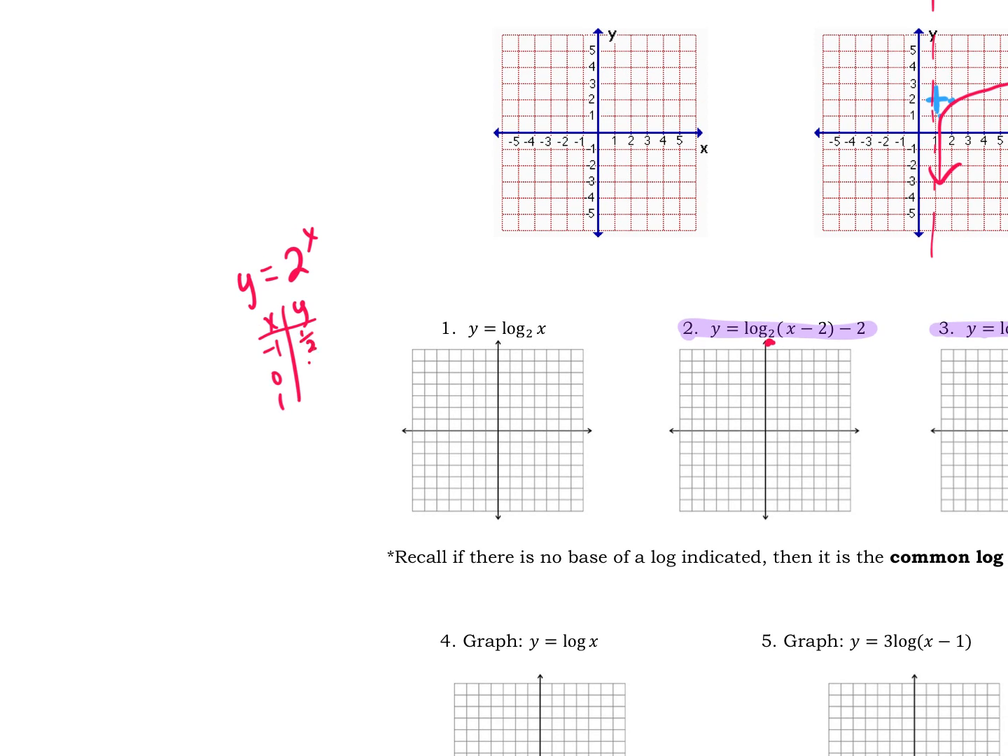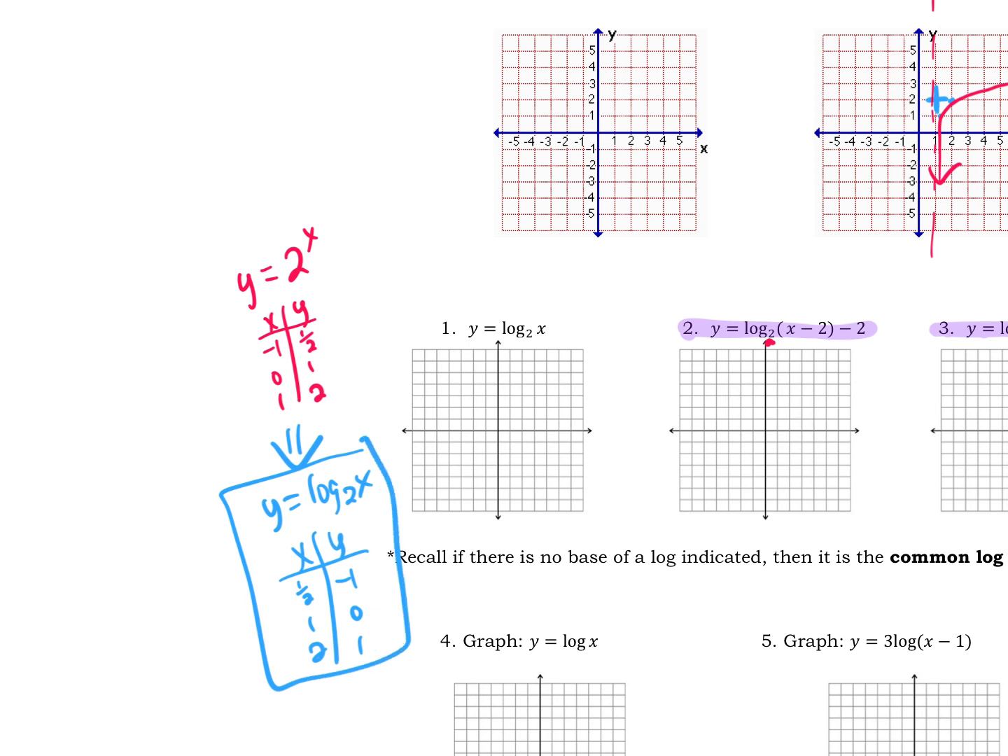So 1/2 and 1 and 2. And then what do we do from there? Ari. Yep, we've got to switch it. So y equals log base 2 of x. So 1/2, 1, 2. These are the points we're going to use.